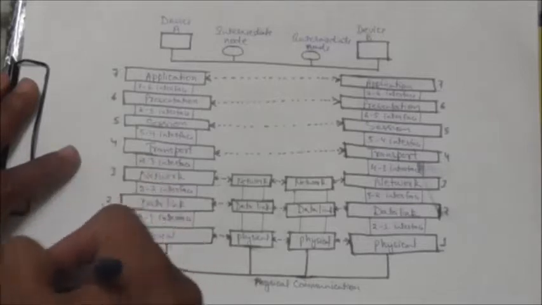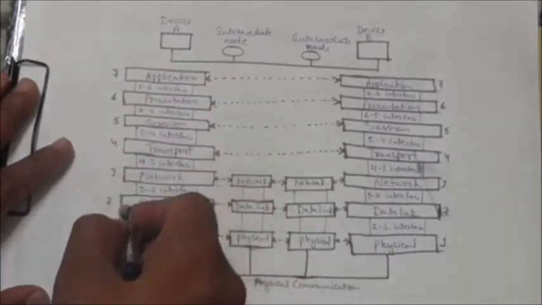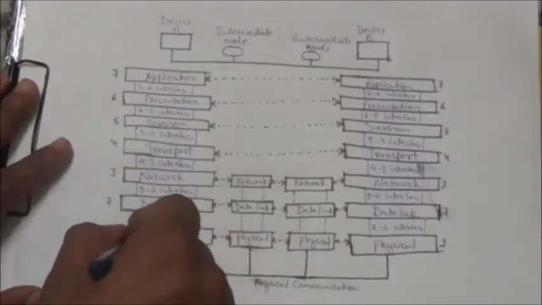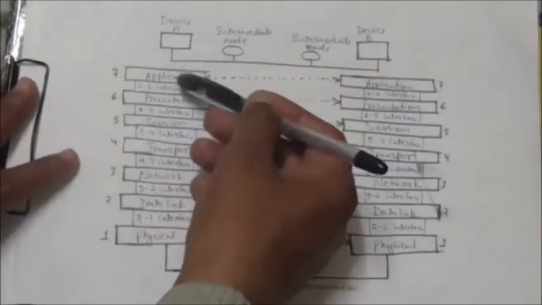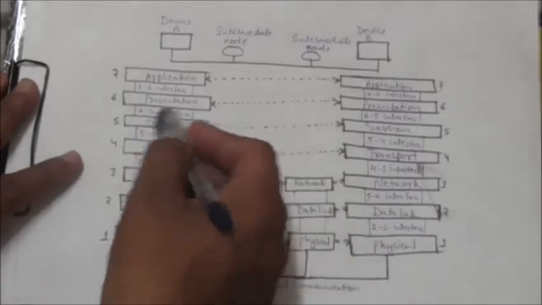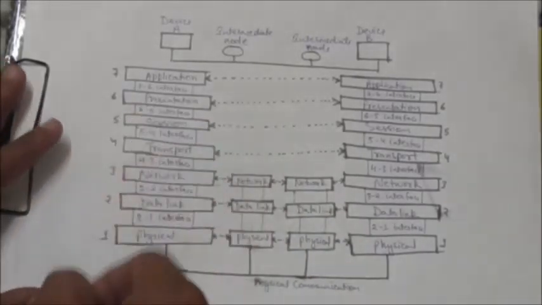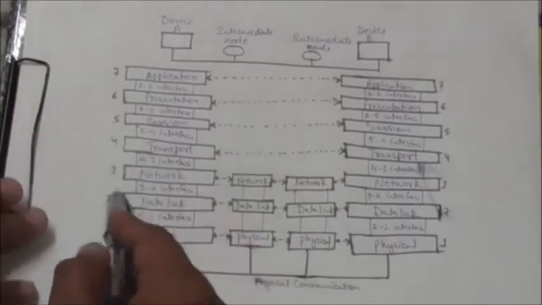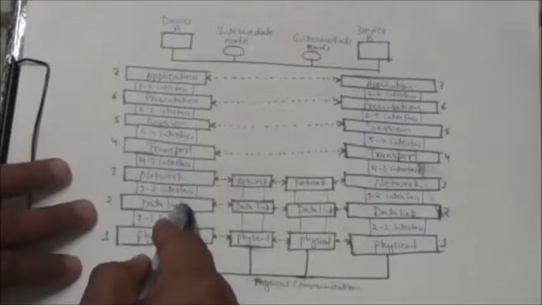The data unit must move down through the layers on device A. The data and network information pass down through the layers of the sending device, and at each layer a header or possibly a trailer can be added to the data unit. Commonly the trailer is added only at layer 2, that is the data link layer.